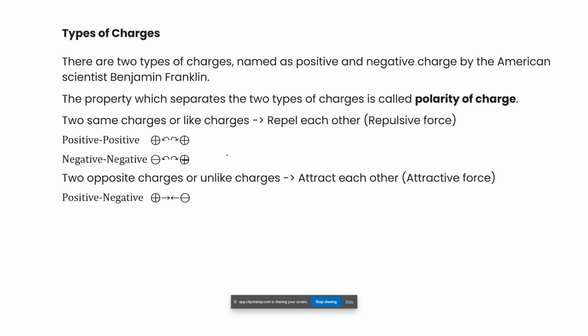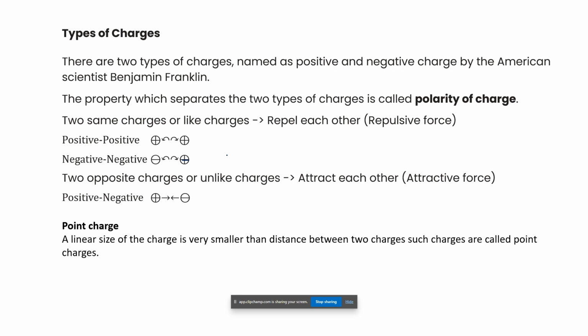Now the next part is point charges. So what is a point charge? The smallest charge whose linear size is smaller than the distance between the charges. For example, electron, proton. The distance between two protons or between an electron and a proton is larger than their size. If the charge is smaller than that distance, it is called a point charge. Examples: electron, proton; these are point charges.